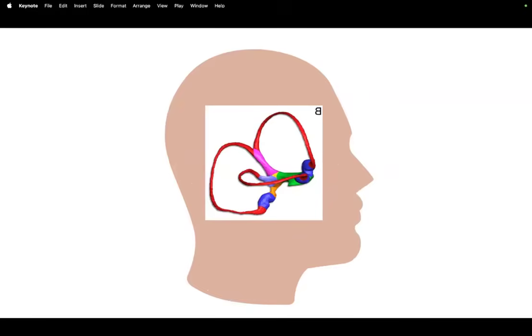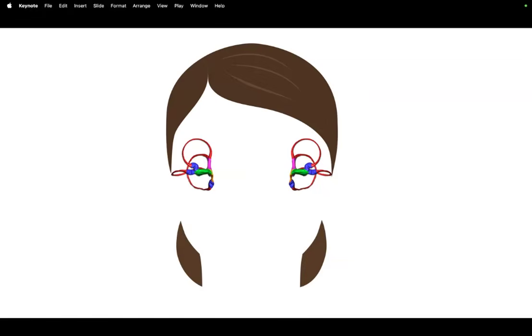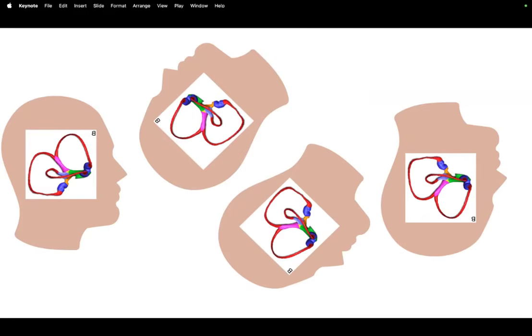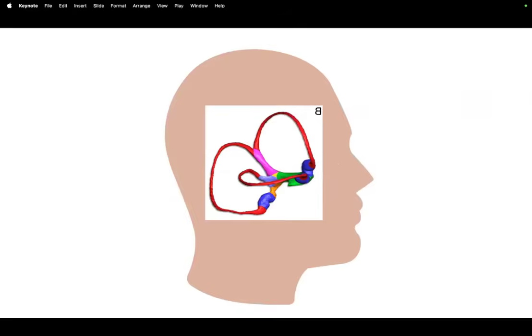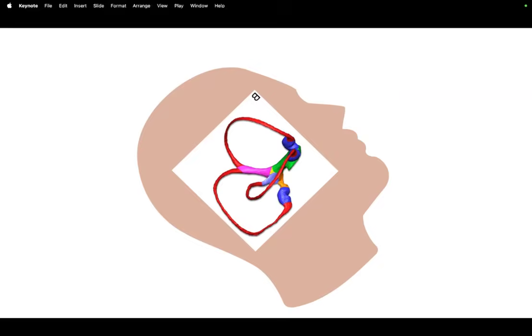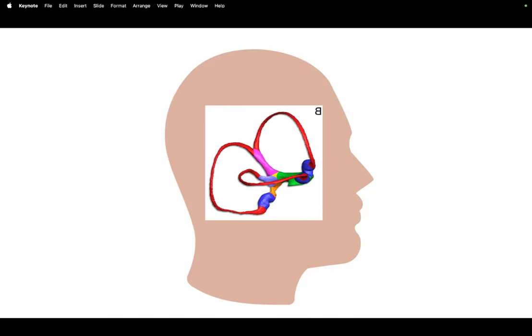is this diagram. When you see this particular diagram, when you see the canals empty into the utricle, or enter, both of them are in the posterior part of the utricle. It is in the posterior part of the utricle.